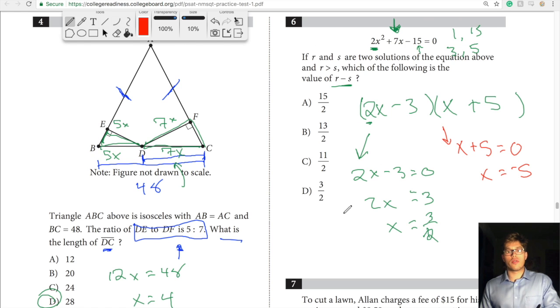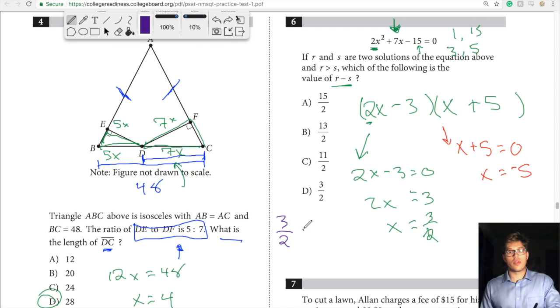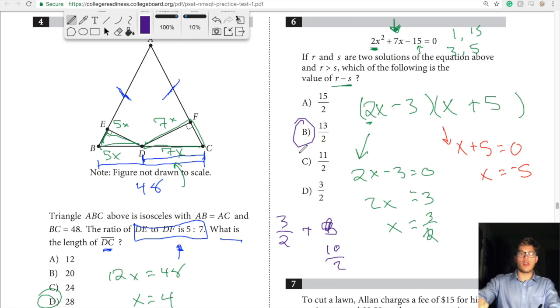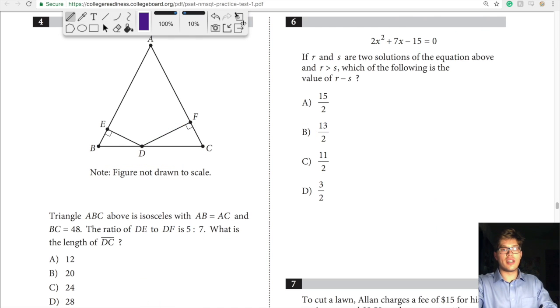We have r is always greater than s. And what is r minus s? So to finish up, we will do 3/2 minus negative 5. So this is, of course, just 3/2. And then instead of minus negative 5, we can think of it as 3/2 plus 5. And 5 is the same thing as 10/2, right? We can rewrite this as 10/2. And 3 plus 10 is 13/2. So the answer to number 6 is B.